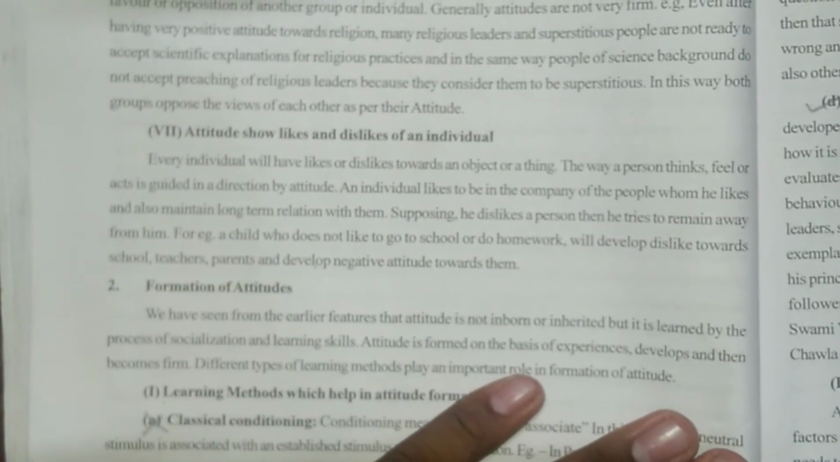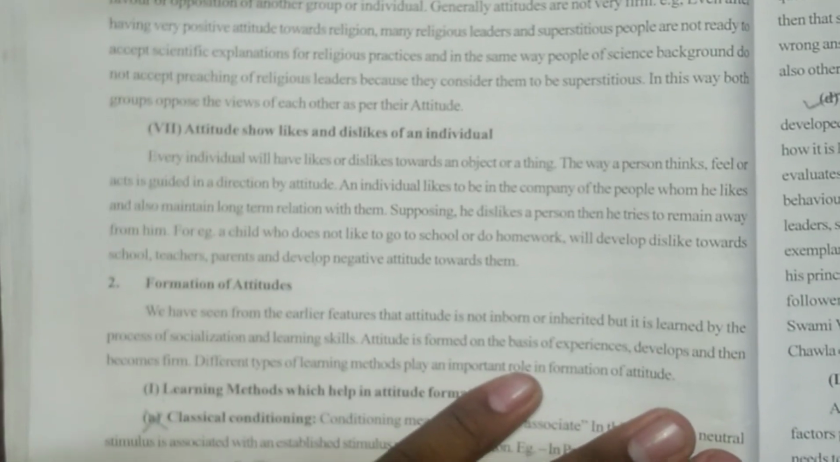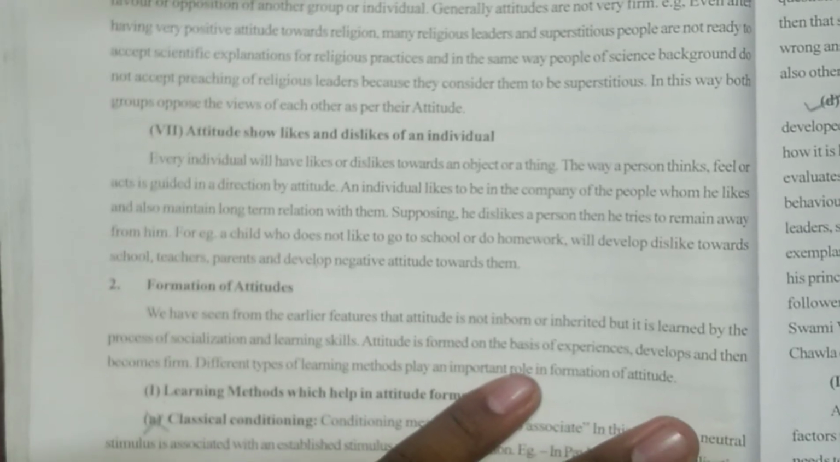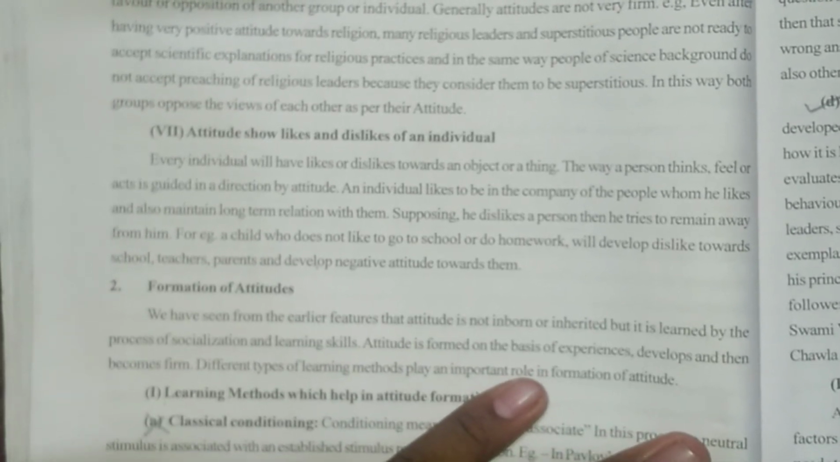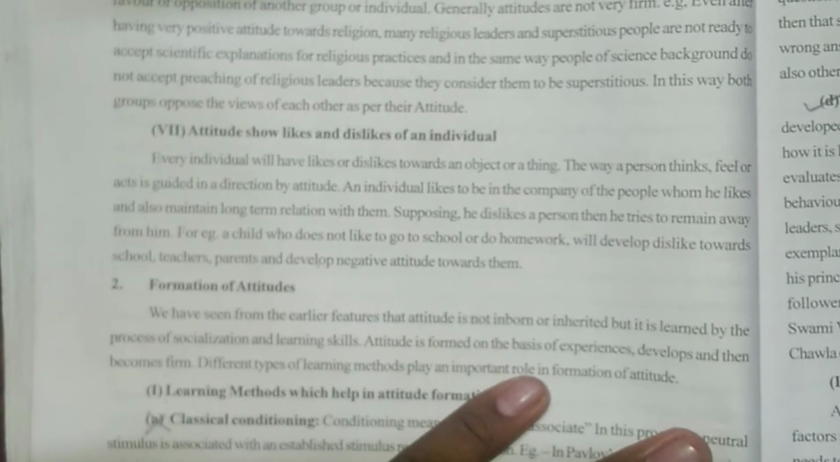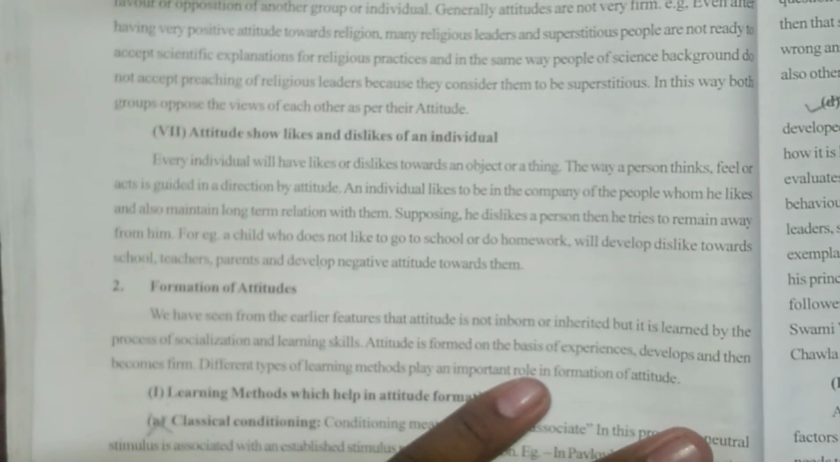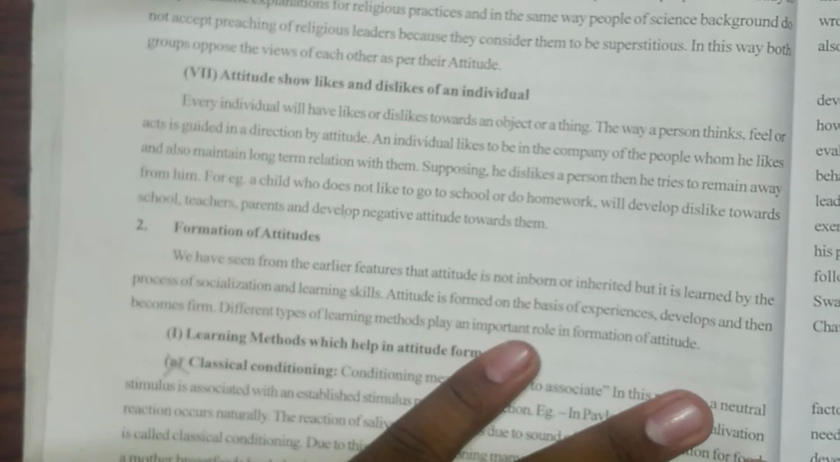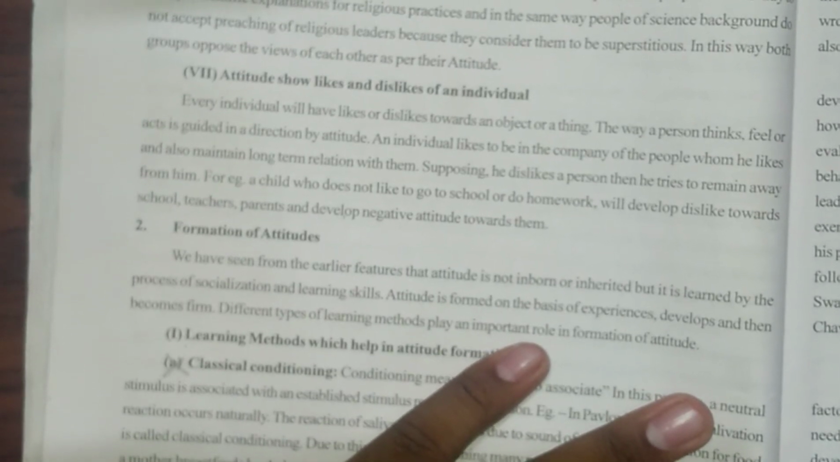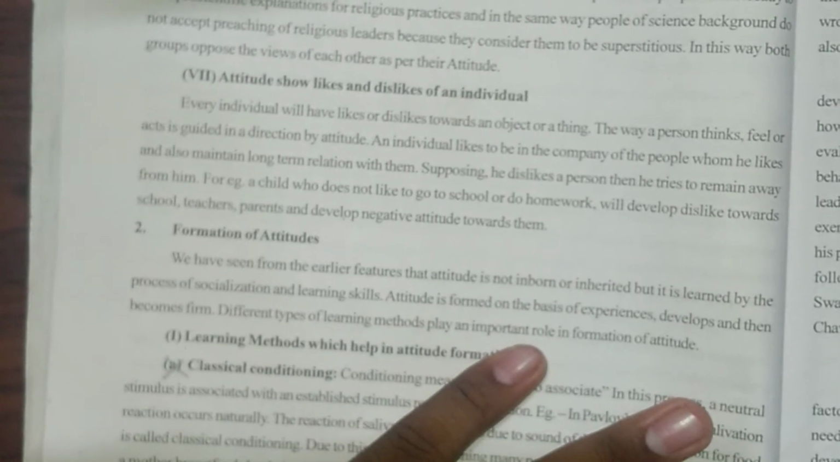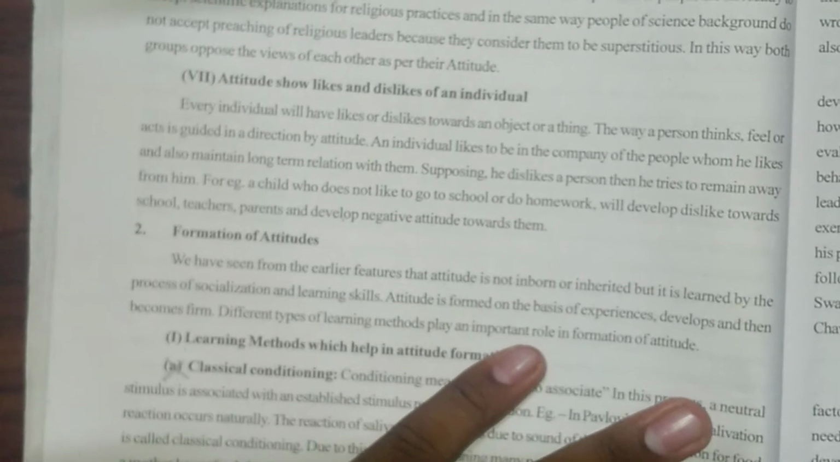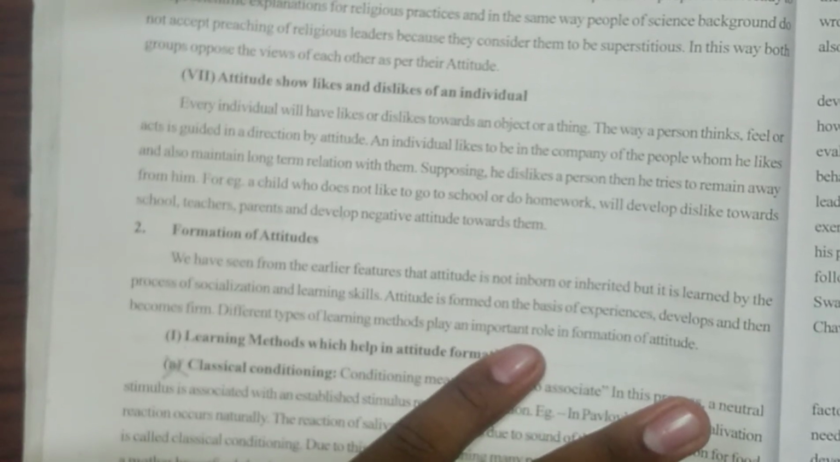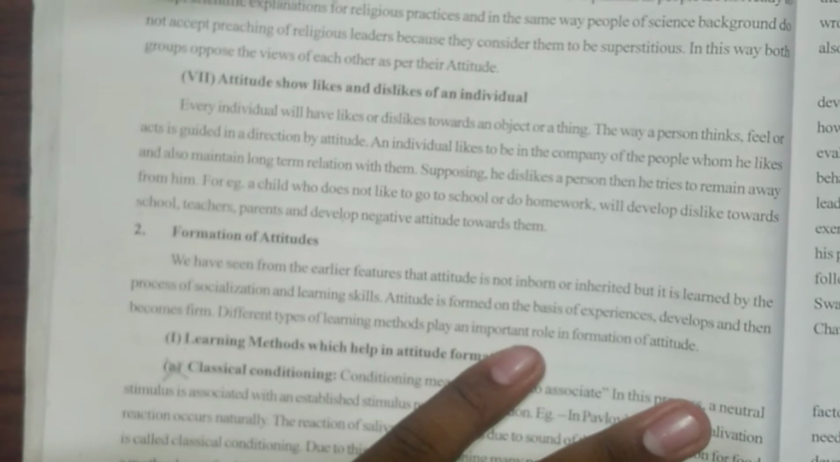So now the seventh and last point of the nature of attitude. Attitude shows the likes and dislikes of an individual. Every individual will have likes or dislikes towards an object or thing. The way a person thinks, feels or acts is guided in a direction by attitude. An individual likes to be in the company of the people whom he likes and also maintains a long-term relationship with them. Suppose he dislikes a person, then he tries to remain away from him.